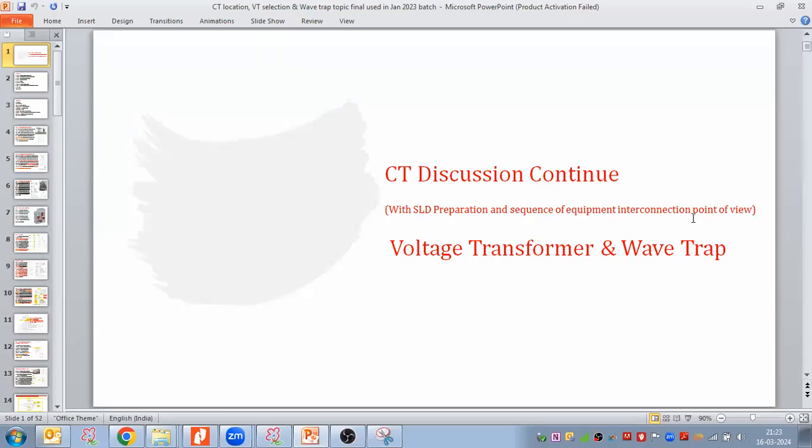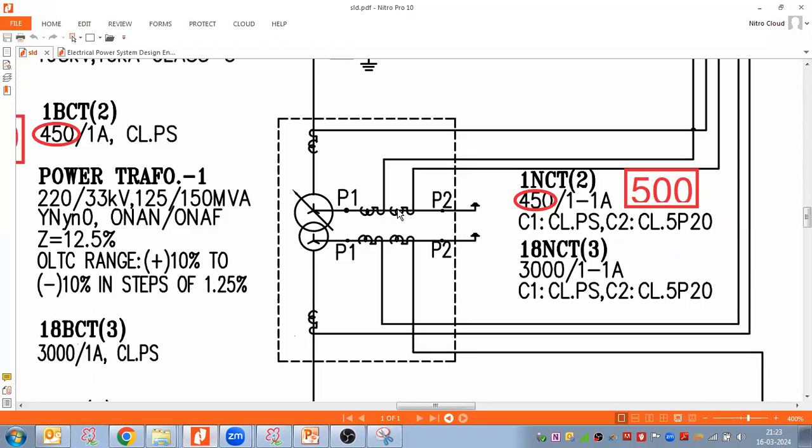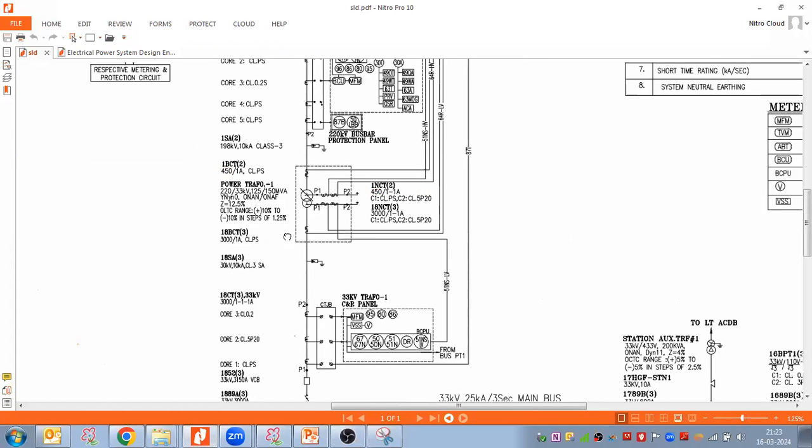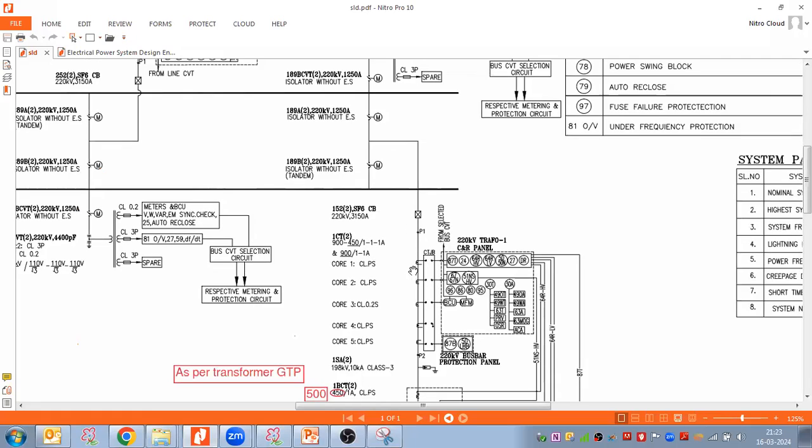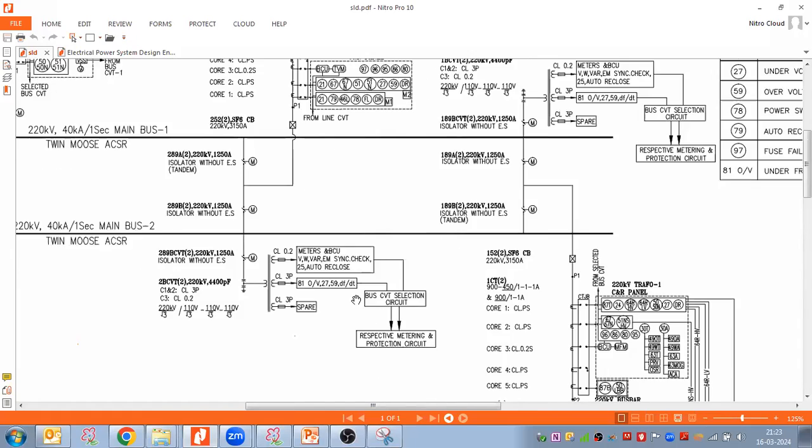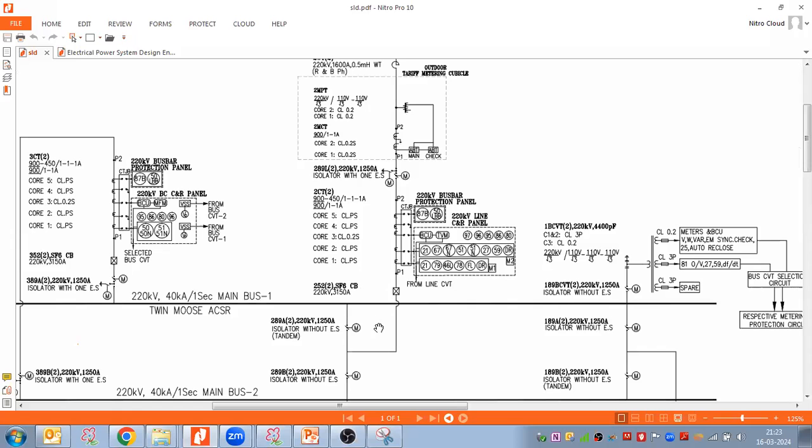Means we have discussed CT rating calculation, but I'm going beyond that discussion, and we will discuss the CT, but how we will prepare the SLD in that way, in that point of view, and whether CT should come before the breaker or after the breaker. Means if I go to this single line diagram, I have placed this CT after the breaker, right? I have the bus bar, then the breaker, and then CT.